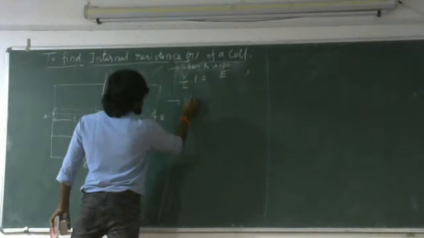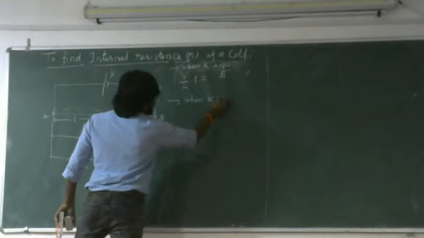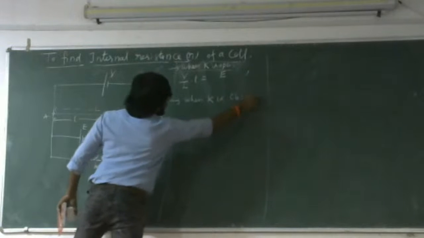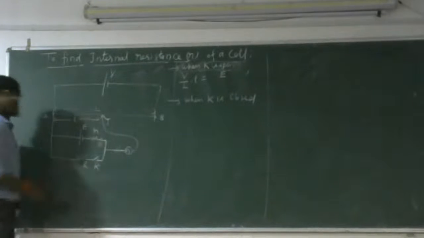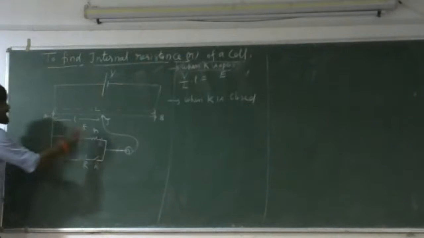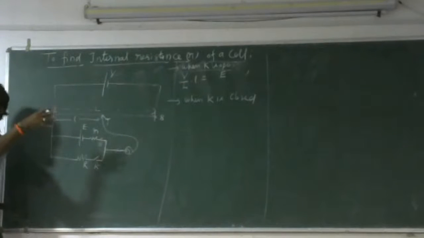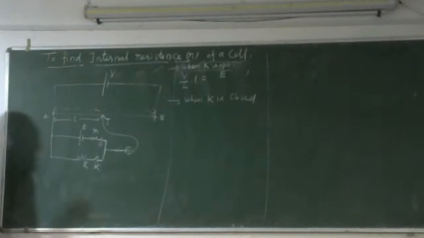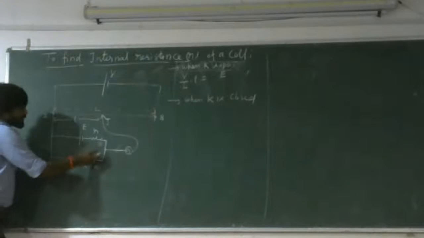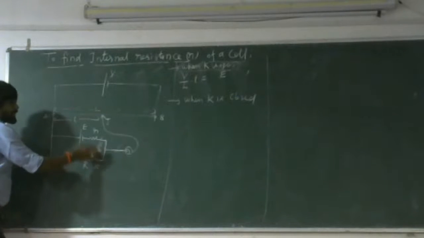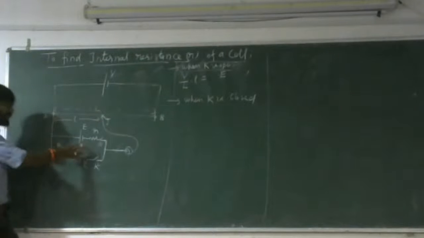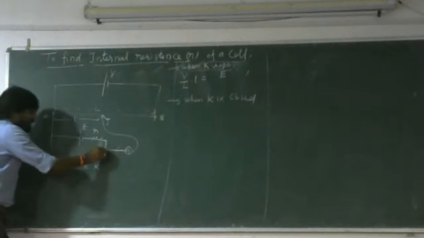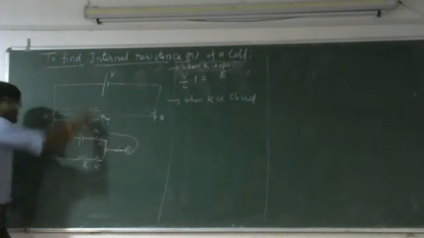Whereas when K is closed and you are sliding the key, a point comes that gives you the balancing length. You can take L1 and the other case L2. Under the balancing condition, no current flows here, and the entire potential drops here. But what is the potential between this point and this point? That is the main point.